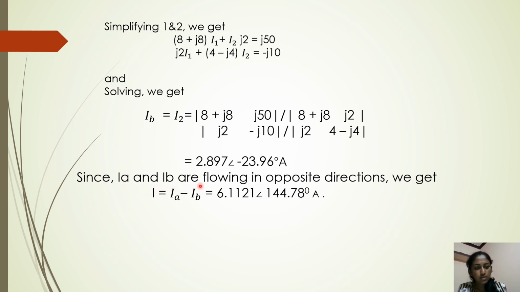Since IA and IB are flowing in opposite directions, we get I equal to IA minus IB. By subtracting IA minus IB, we get 6.1121 angle 144.78 degree.